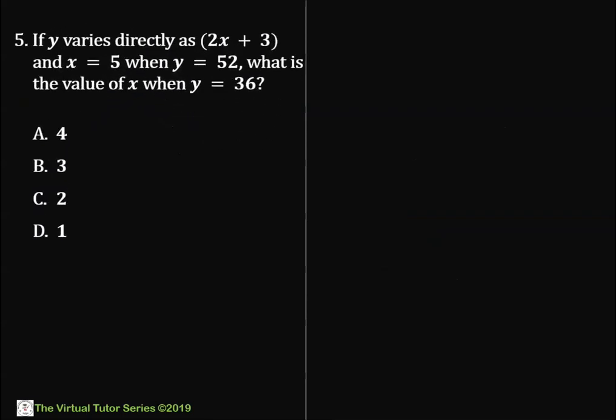Question 5. If y varies directly as (2x + 3) and x is equal to 5 when y is equal to 52, what is the value of x when y is equal to 36? Solution. This is a direct variation, so we have y equal to k(2x + 3), where k is the constant of variation.